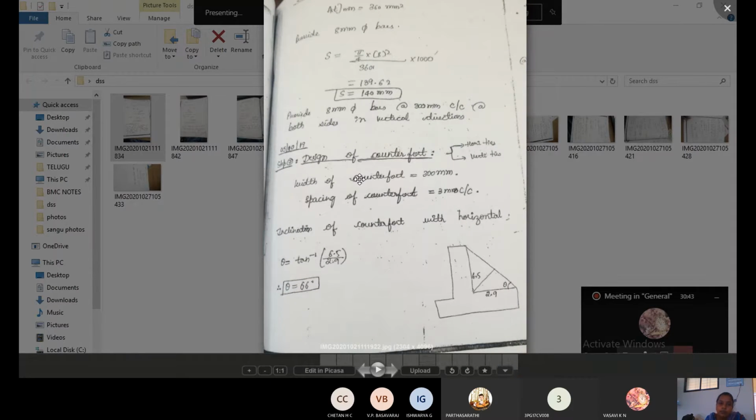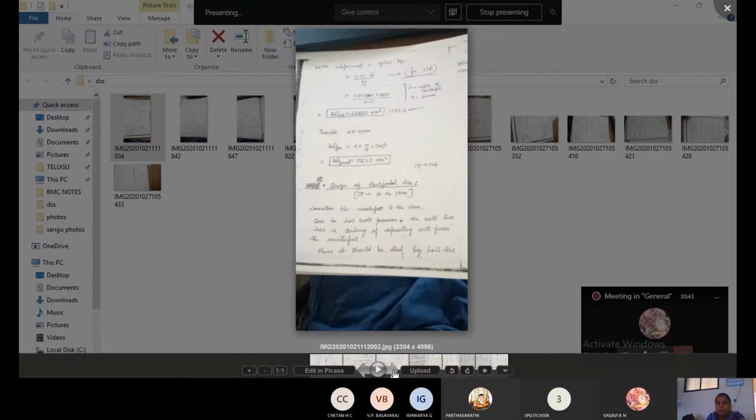In the next step, students, we will calculate the design of counterfort. Here in counterfort, we are going to calculate horizontal ties as well as vertical ties. Width of the counterfort is 300 mm. Spacing of counterfort is 3 meter center to center. Now we have to find theta, that is inclination of counterfort with horizontal. Theta is equal to tan inverse of 6.5 by 2.9 as we can see in the figure. After simplification, you will get theta is equal to 66 degrees.